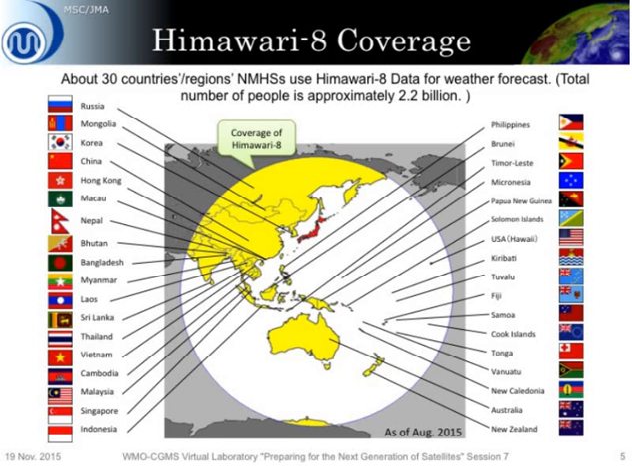Is your country included? About 30 countries or regions of NMHS, the national meteorological and hydrological services, use Himawari data for weather forecasts, and total number of people is approximately 2.2 billion. Besides these, we also provide Himawari data to NOAA, EUMETSAT, and domestic research institutes.